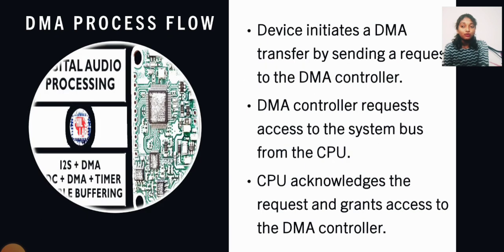So let's move on to the data transfer flow. A device initiates a DMA transfer by sending a request to the DMA controller. The DMA controller requests access to the system bus from the CPU. The CPU acknowledges the request and grants access to the DMA controller.